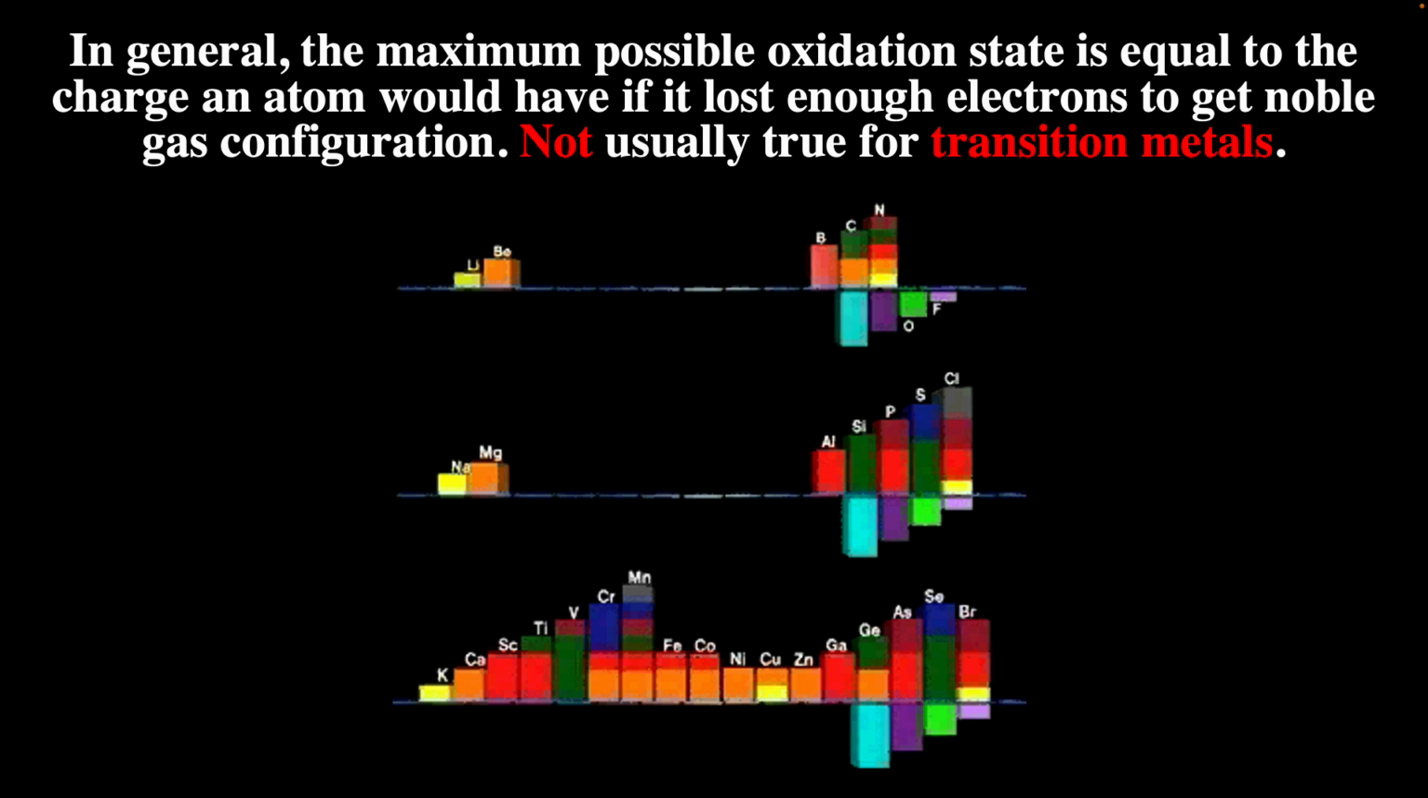Now notice this is not usually true for the transition metals. There are transition metals where those d orbitals, d electrons, are a little bit more complicated.